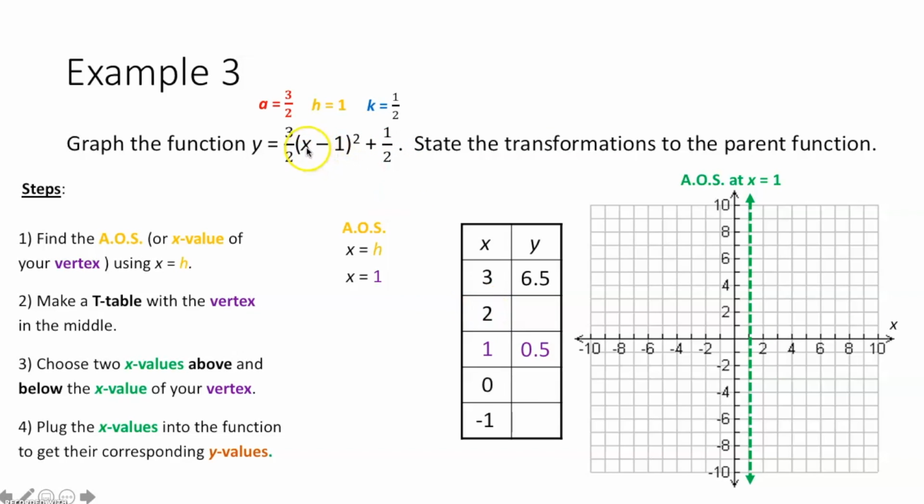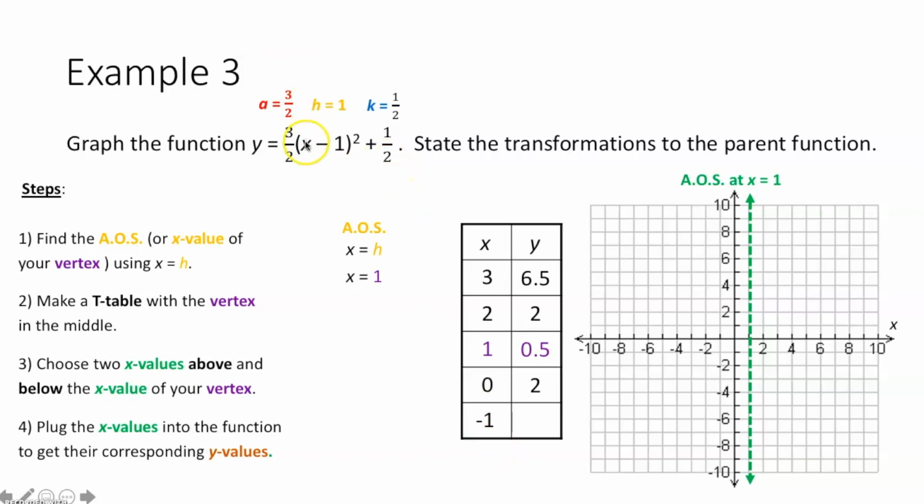If I plug in 2, 2 minus 1 is 1. 1 squared is 1. 1 times 3/2 is 3/2. Plus 1/2 is going to give me 4/2, or 2. If I plug in 0, 0 minus 1 is going to be -1. -1 squared is +1 times 3/2. It's going to be 3/2 plus 1/2 is 4/2, or 2.